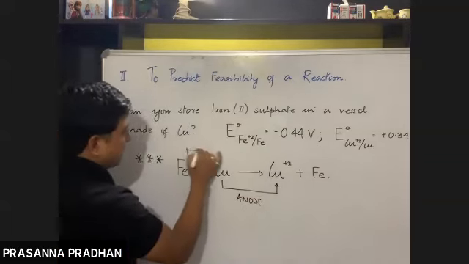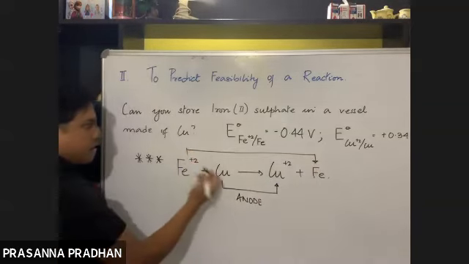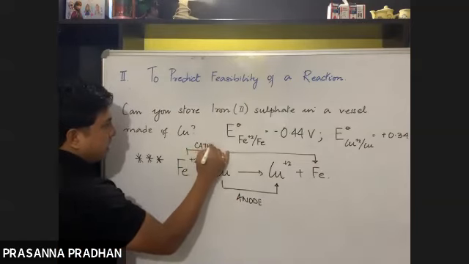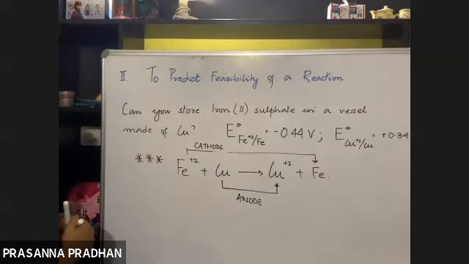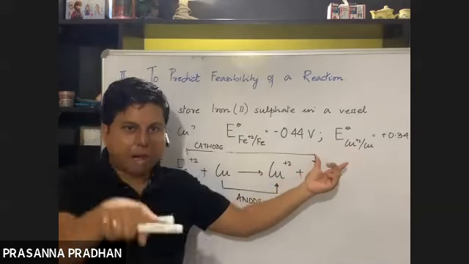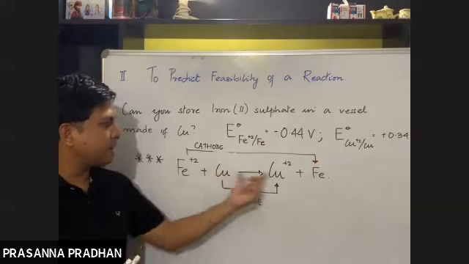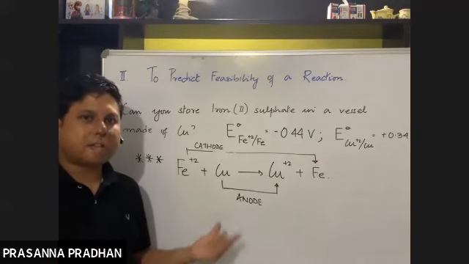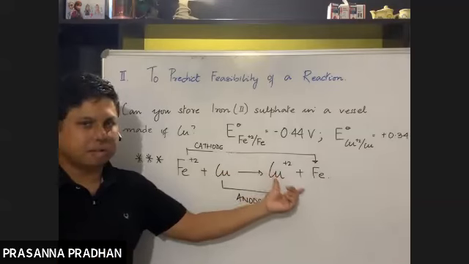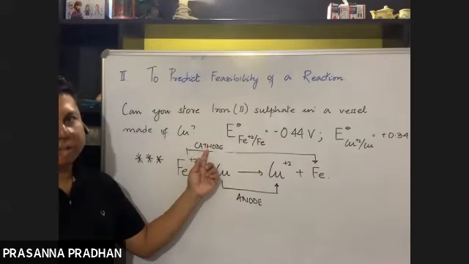And what is happening to iron? The oxidation number is changing from +2 to 0. It decreases, so reduction occurs. So this will behave as a cathode. Some students might be confused out here. It's obvious to get confused. Now you don't look at the values out here, because you are being asked whether this reaction takes place or not. If this reaction does occur, then copper has to behave as an anode and iron has to behave as a cathode.